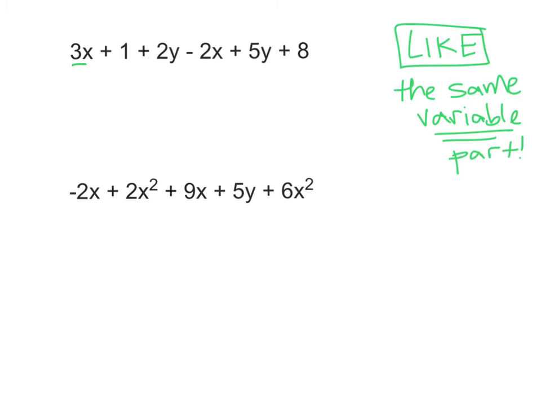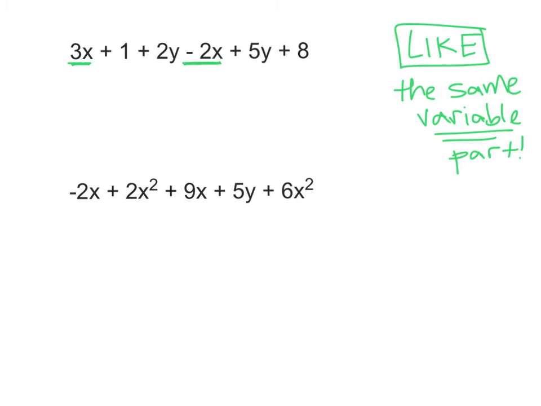So if I've got a term with an x variable, what I need to do is look to see if I have another term with an x variable. And I do. It's right here. It's this 2x. But be careful, because notice I underline the 2x, but I also should underline the symbol that comes in front of it, because that goes along with the 2x.